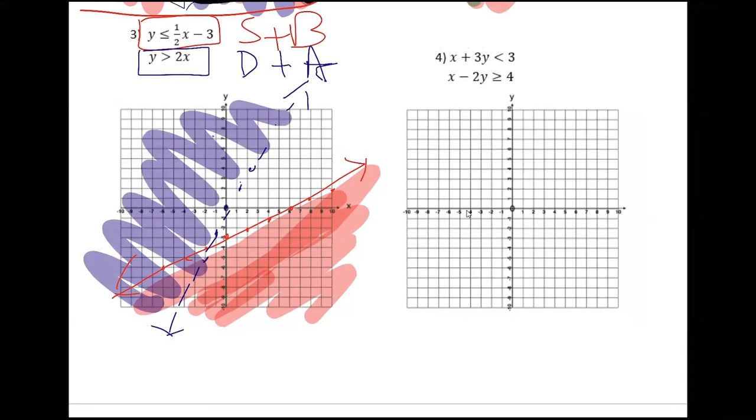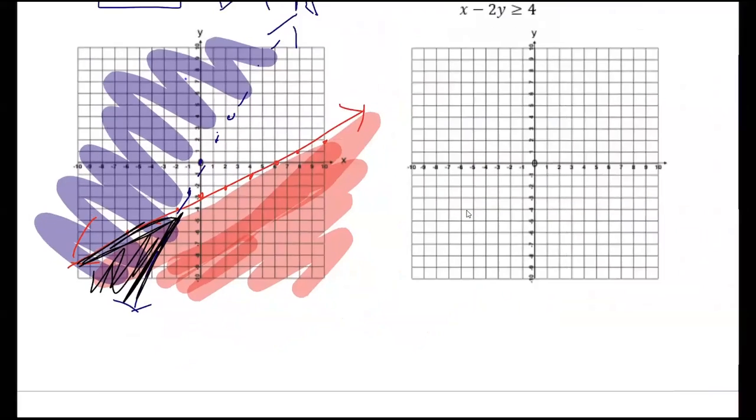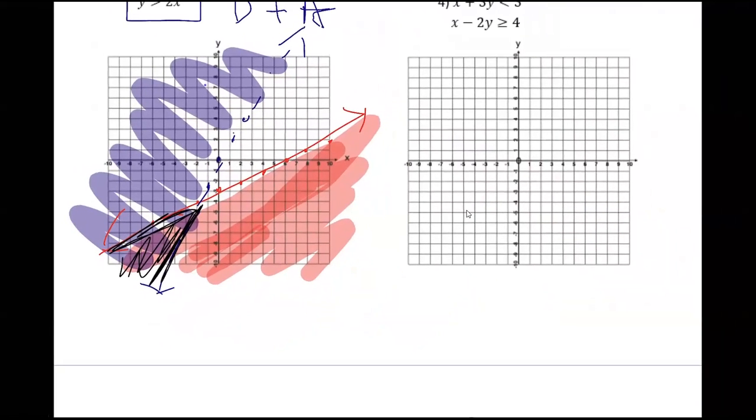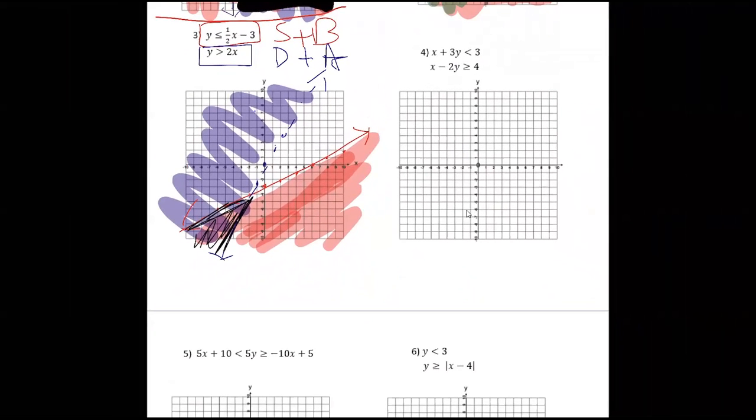So our solution would be like this little triangular region. Everything in here has the overlap. Let's just look at example 4, and then we'll wrap it up today. And we'll finish these tomorrow.